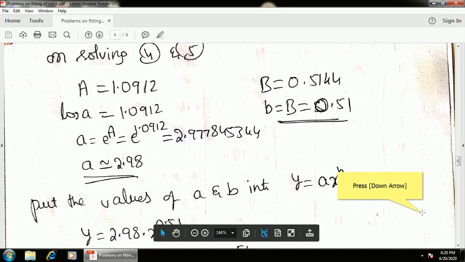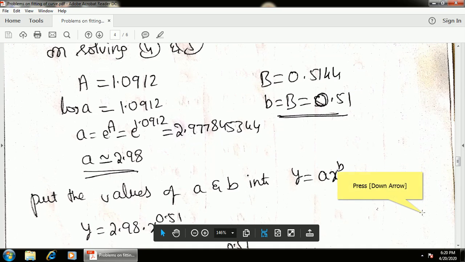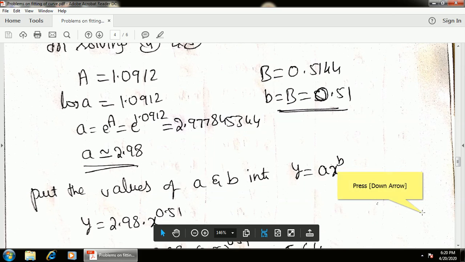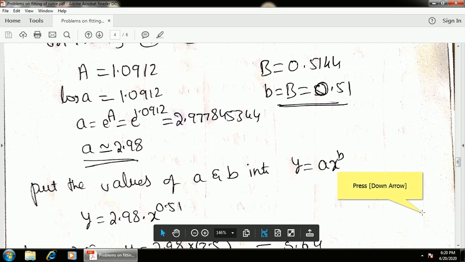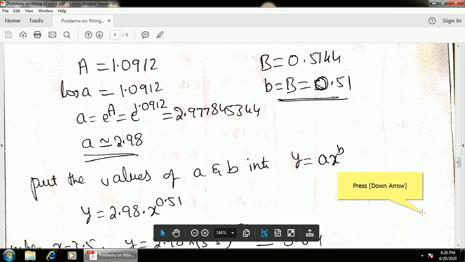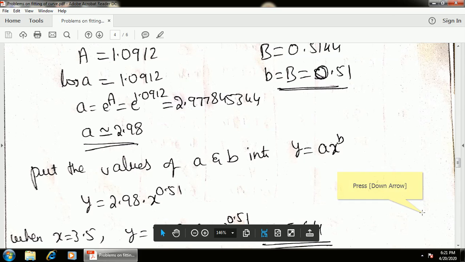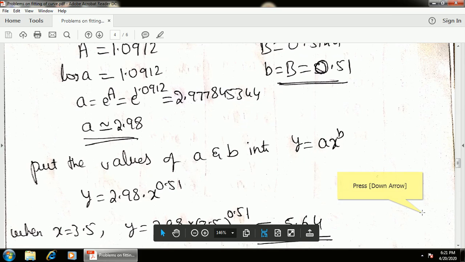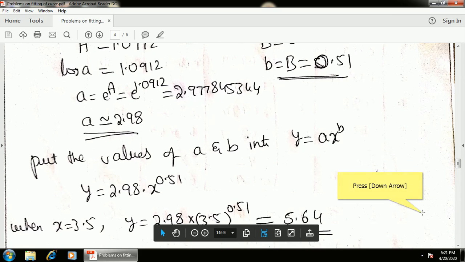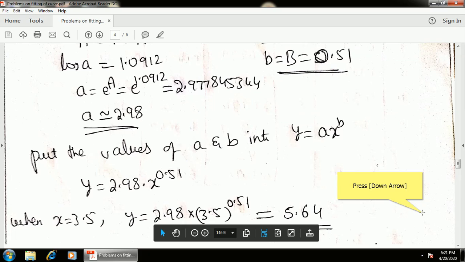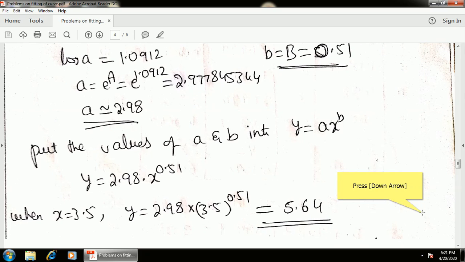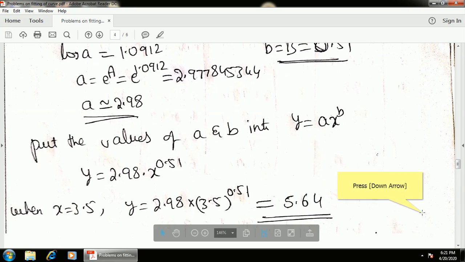Put these values into the required equation y is equal to a into x to the power of b. Okay, if it is the exponential curve, compulsorily we need to convert that to a straight line form by taking log on both sides.